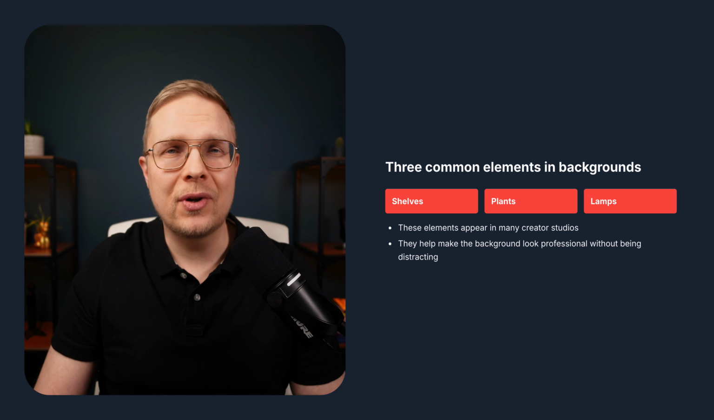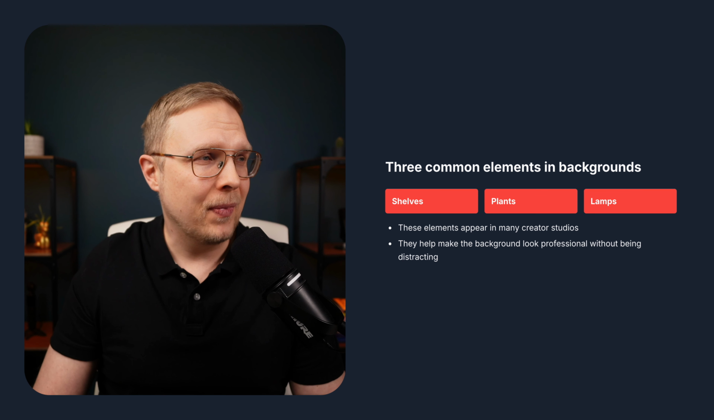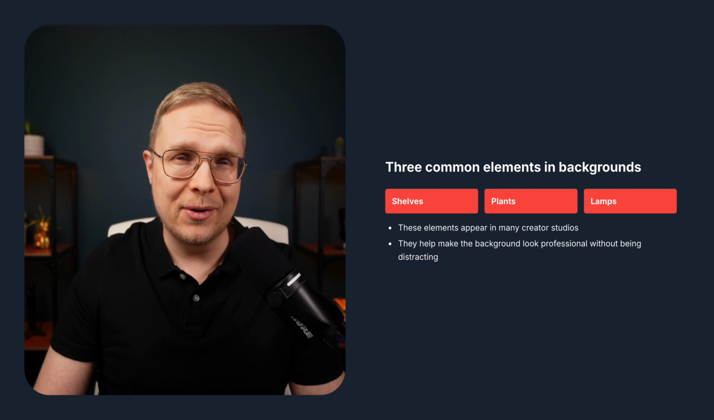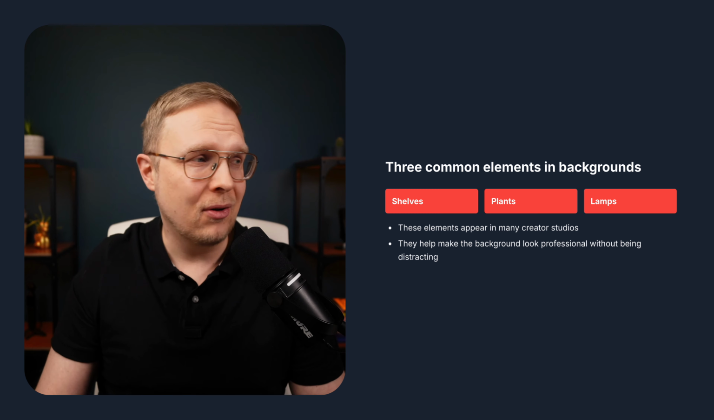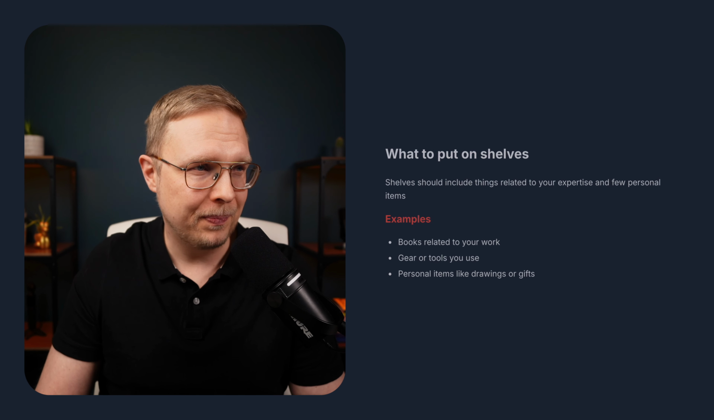And there are usually three common elements in the backgrounds. If you look at many creator studios, you will notice the same elements again and again. There are usually shelves, as you can see here, plants, and also some kind of lamp. They just help the background look finished without pulling attention away from you.